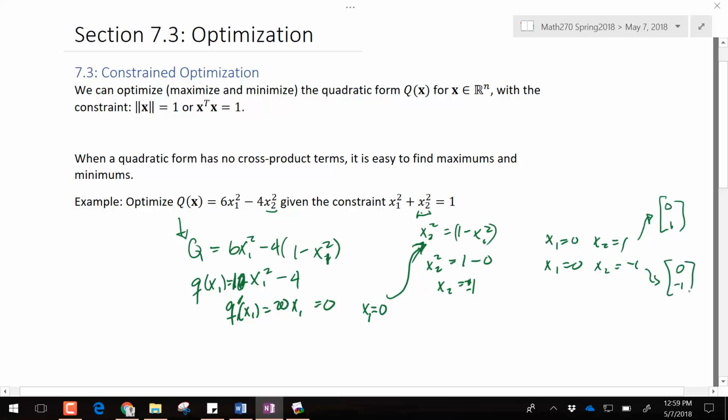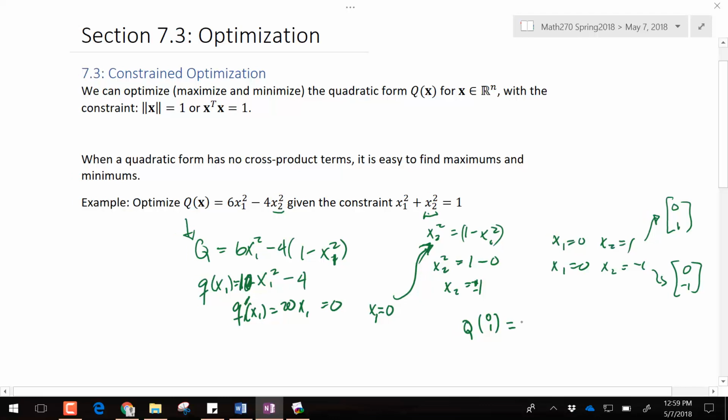Then when we put that into the quadratic form, we should get our values. So Q of these two vectors is going to equal, with 0 in for x1, -4, and the same for Q of (0, -1). It looks like it might be the minimum.